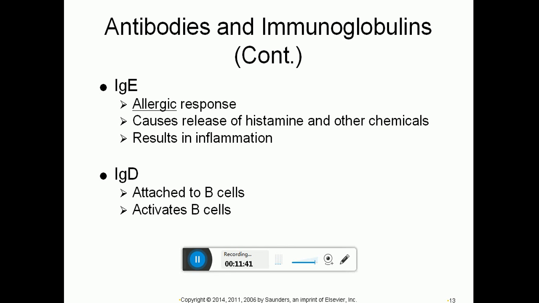IgD is really not an antibody that attacks on its own. It's found on the surface of B lymphocytes, and it helps in the activation of these B lymphocytes.